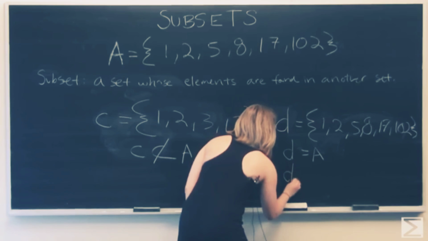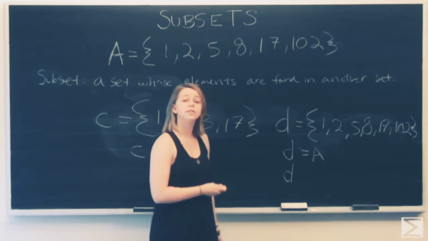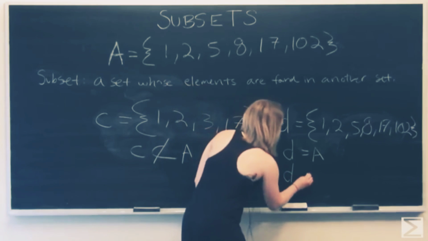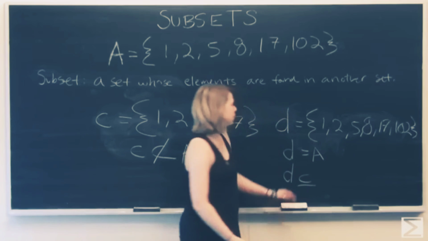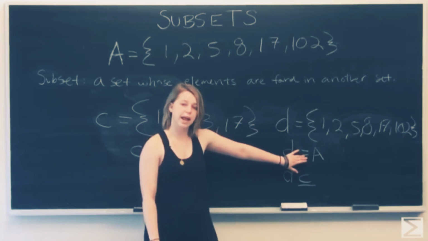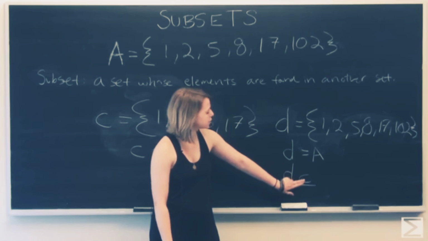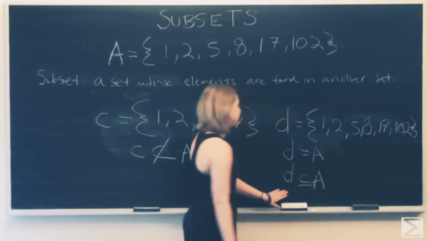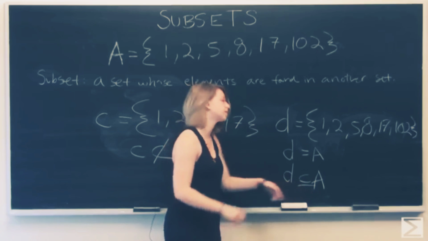And this one has notation that is a little different than the other sets, because it's also equal to set A, we use our subset symbol as well as a line underneath. So D is a subset of A.